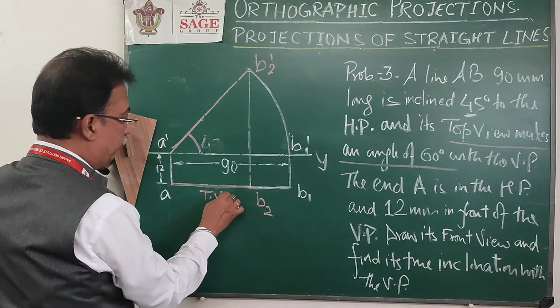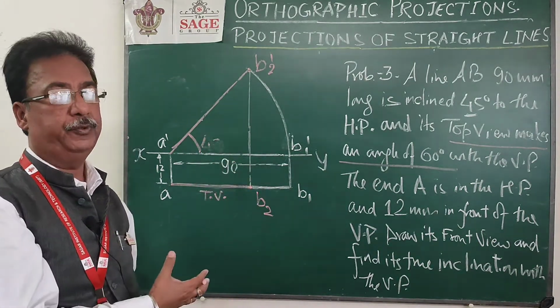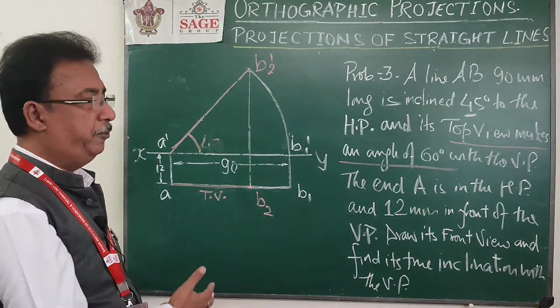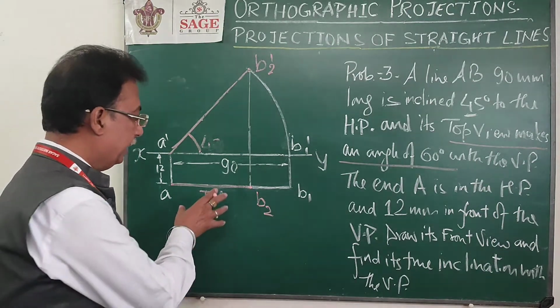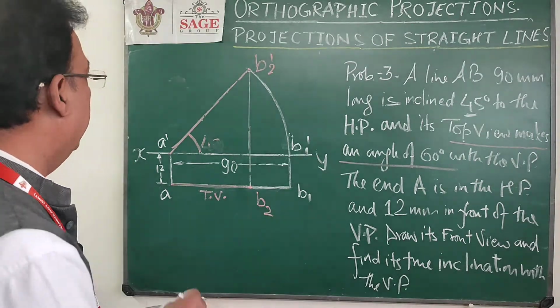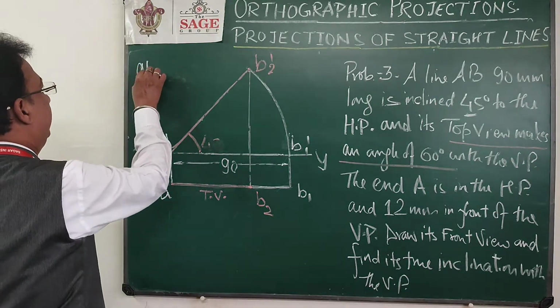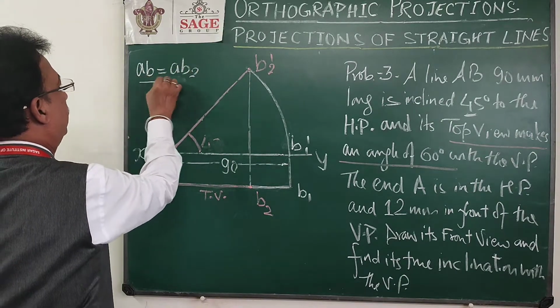As you already know from the earlier concept, when a line is inclined to one plane, HP, the top view will change. Now if the same line is again inclined to VP also, the top view is not going to change again. So that value will be equal to our final top view, that is AB. And earlier we used this formula that our AB will be equal to AB2.